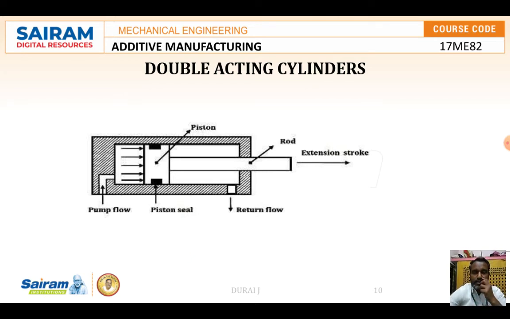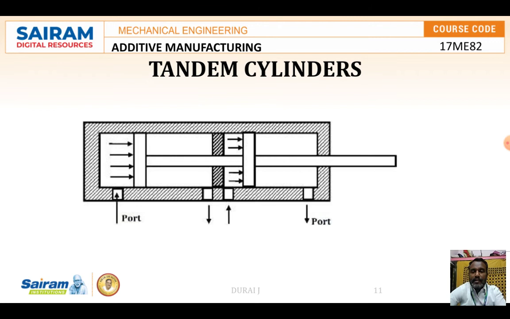So this process takes place continuously. From the piston attached with the rod, the particular work takes place over here. So this is about the double acting cylinder. Normally the double acting cylinder is employed in various big tasks. Then comes the tandem cylinder.